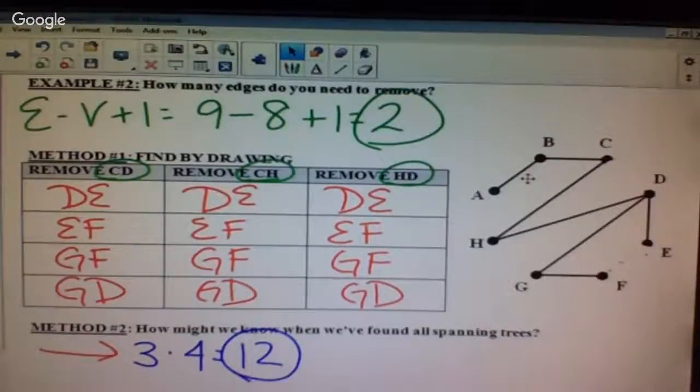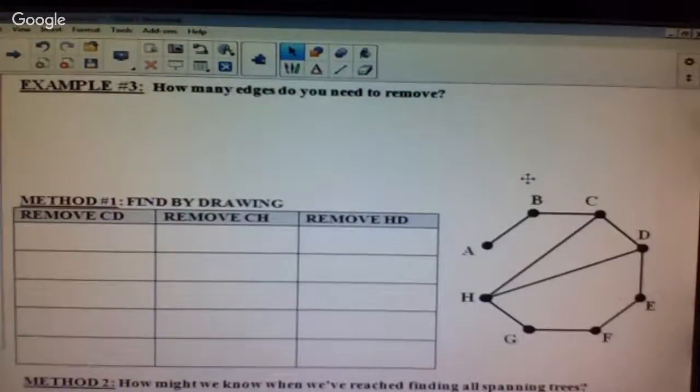Alrighty then. Okay, so take a look at that picture again, and then we're going to go to this one. This one looks hard. They added another one. It was H to G.